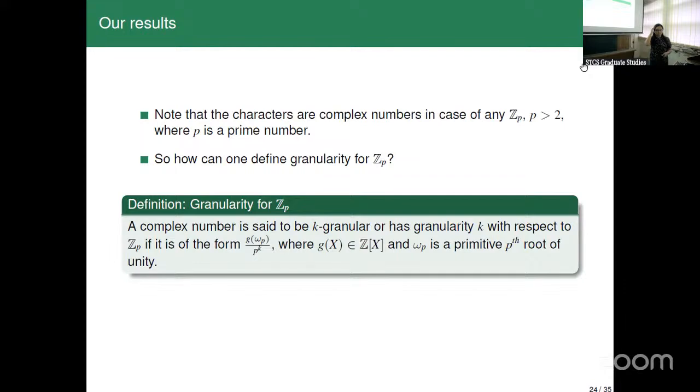So this is how we define granularity. A complex number is said to be k granular if it is of the form g of omega_p divided by p to the power k, where g(x) is a polynomial in Z[x] and omega_p is the primitive pth root of unity.